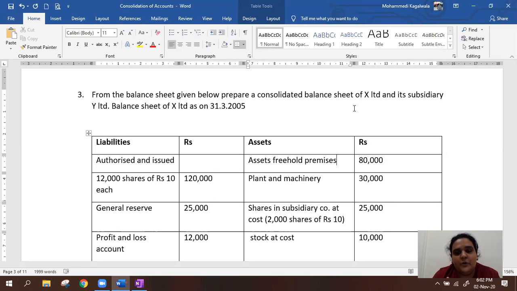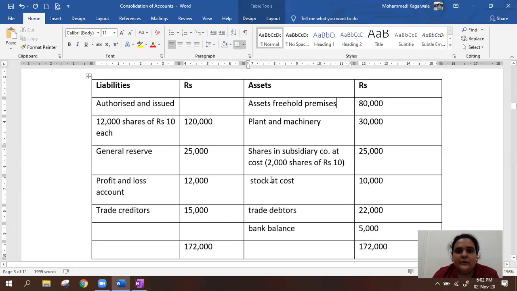Okay, so tomorrow I'll see you with the other adjustments which have to be done, and the dividend part: declaration of dividend and payment of dividend by the subsidiary company.